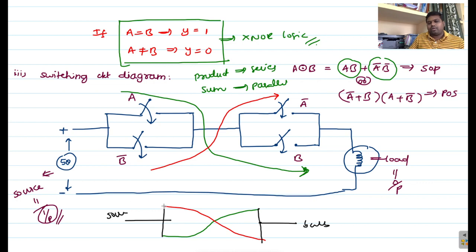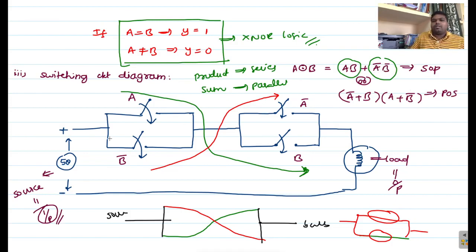Okay, so now if you observe, you can twist this particular circuit, then you will get it like this, right? So that means these two are in parallel, right? So this AB plus A bar B bar series switches are in parallel.